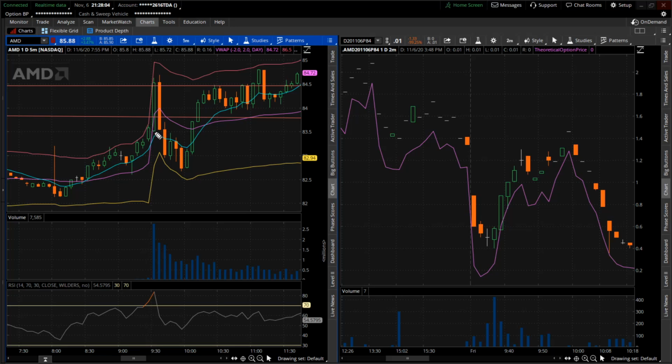Now, we open and we're hitting immediately a level of resistance. Not only that, we've got good volume to start, and we've got AMD pretty tapped out on the RSI here.